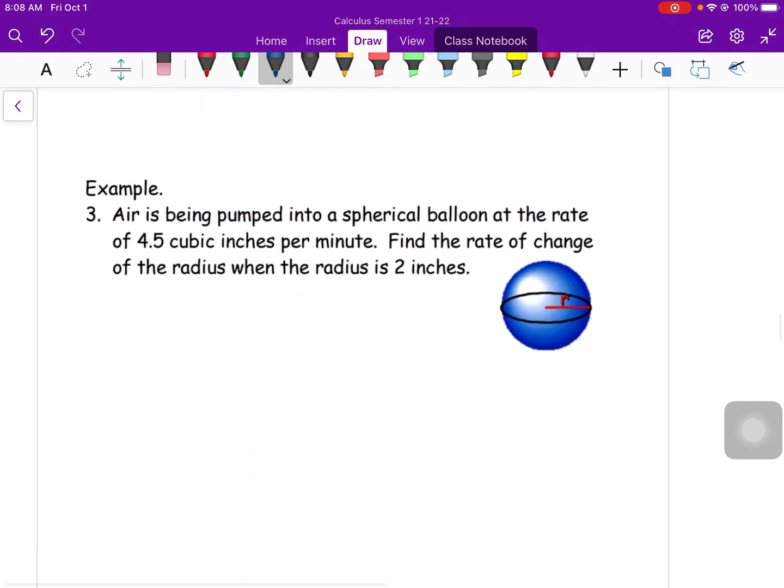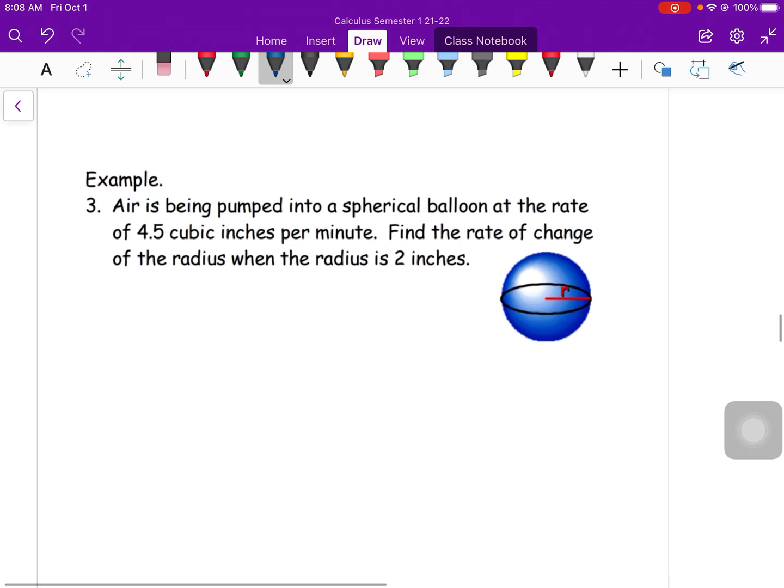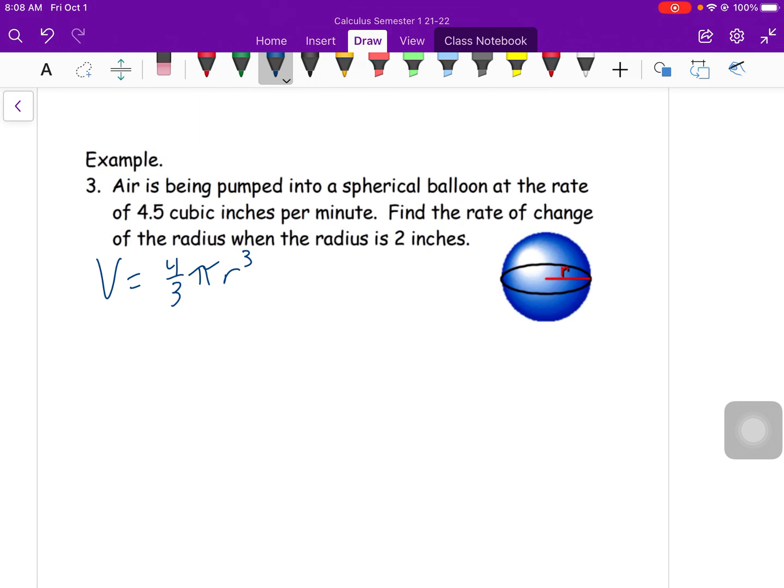For the next one, we have air being pumped into a spherical balloon at a specific rate of 4.5 cubic inches per minute. Find the rate of change of the radius when the radius is 2 inches. So the volume of a sphere is 4/3 π r cubed. Before I even worry about the related rate, I'm going to write off to the side what we already know. We know that the volume is changing at a constant rate of 4.5 inches cubed per minute. If we were deflating this same balloon, we would subtract 4.5 because it'd be getting smaller.